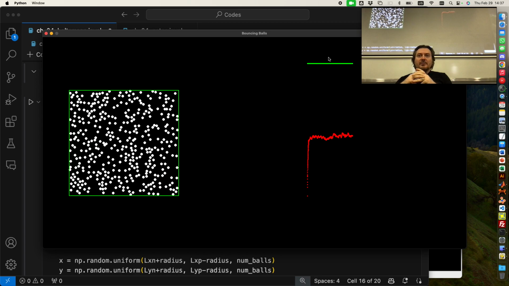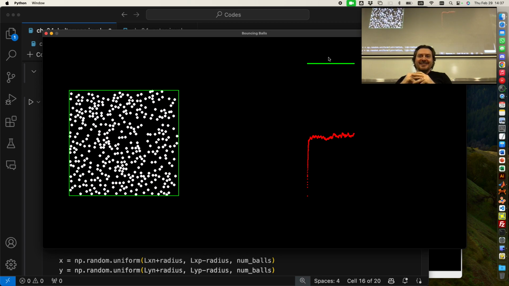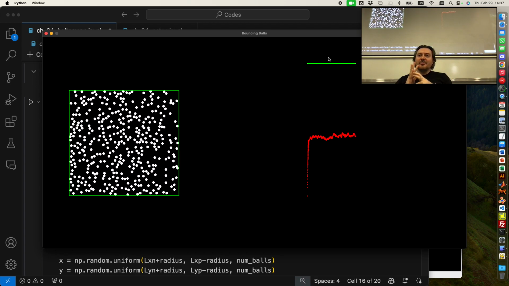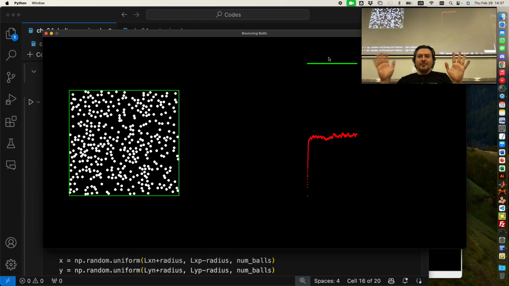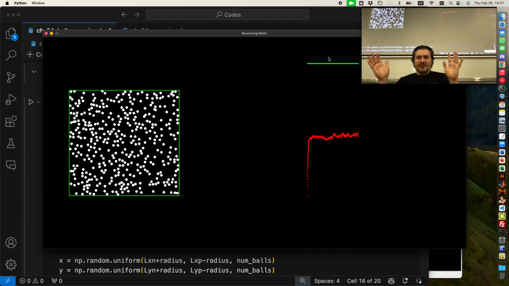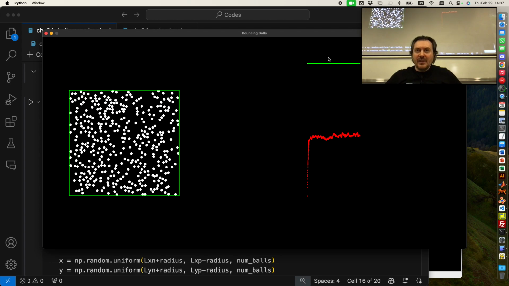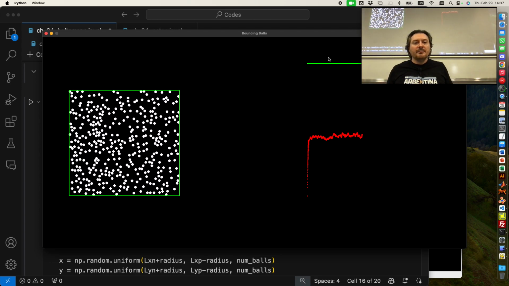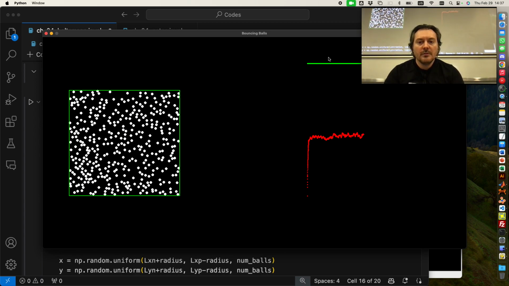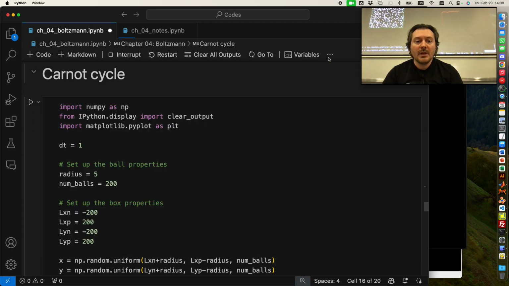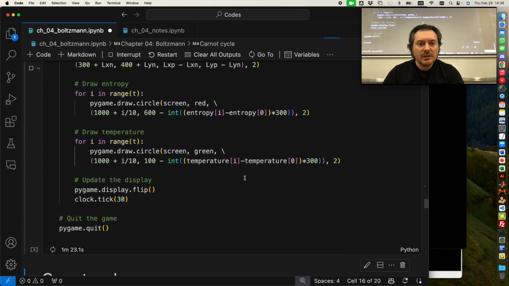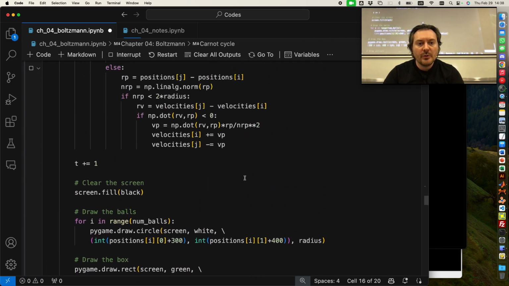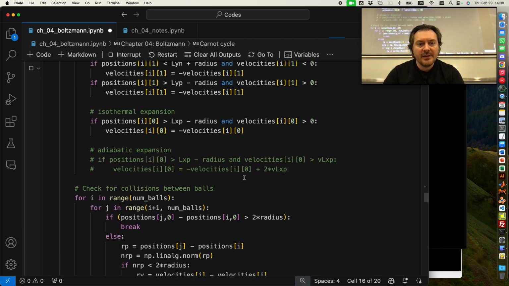If temperature increases, the entropy will increase too? If temperature what? This is an isothermal process. So temperature is the same. How can we be sure that temperature is the same? Well, energy is the same. The thing is that I didn't change any code, so what happens when it hits the wall?